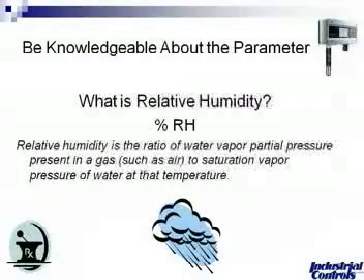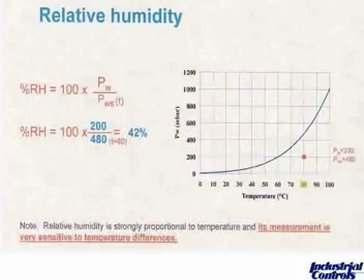Relative humidity: if you're going to be measuring it, it's always a good idea to understand a little bit about it. And probably the most important thing you need to know about relative humidity is that it's a function of temperature. Basically, relative humidity is a ratio, and that ratio is the partial vapor pressure over the saturated vapor pressure. And that saturated vapor pressure is determined by what the temperature is.